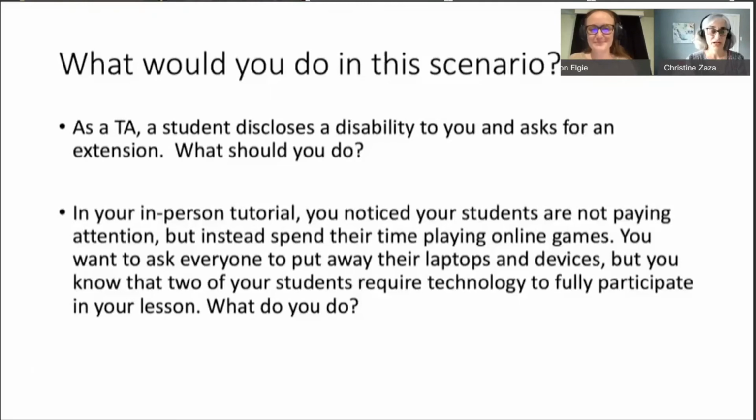Yeah, that's spot on. We have to check our assumptions, and we don't know. Maybe some are playing games and distracting themselves. Maybe some need that to be able to pay attention because it helps them. So we need to be careful of our assumptions. And I think the temptation to say everybody must put away their laptops must be avoided because you don't know. And I think there was another hand, maybe. I don't want to cut somebody else off. Was there another hand up?